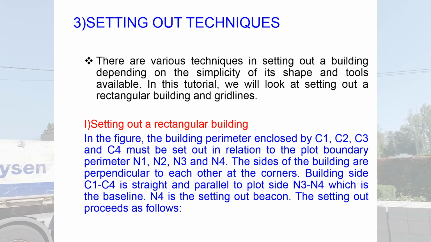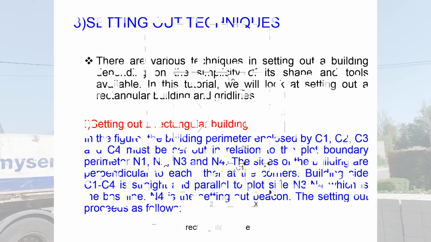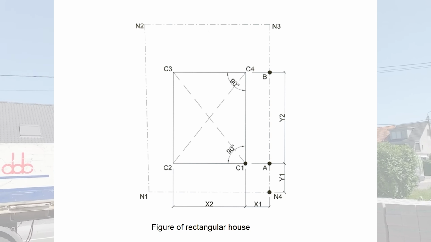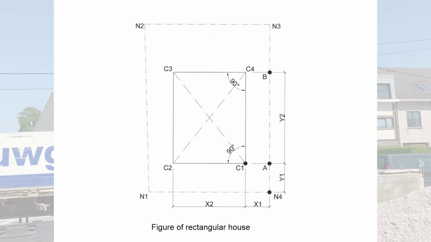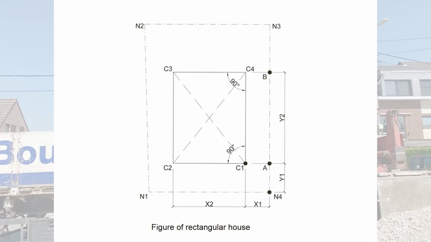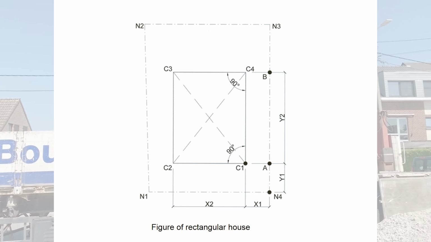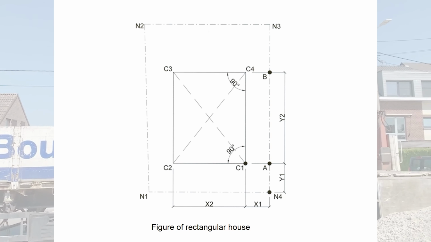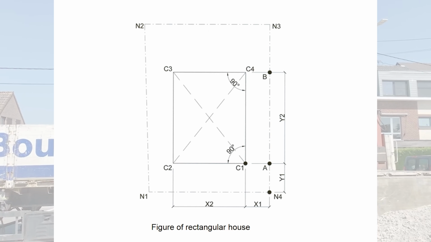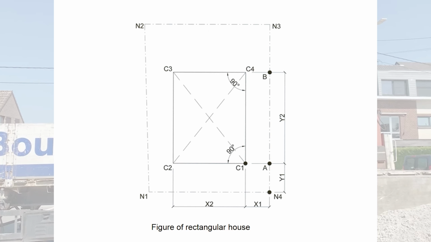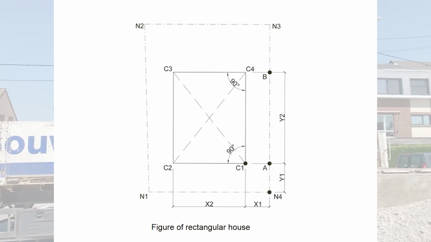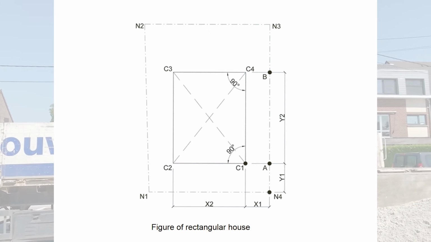In the figure, the building perimeter enclosed by C1, C2, C3, and C4 must be set out in relation to the plot boundary perimeters N1, N2, N3, and N4. The sides of the building are perpendicular to each other at the corners. Building side C1 to C4 is straight and parallel to plot side N3, N4, which is the baseline. N4 is the setting out beacon. The setting out proceeds as follows.